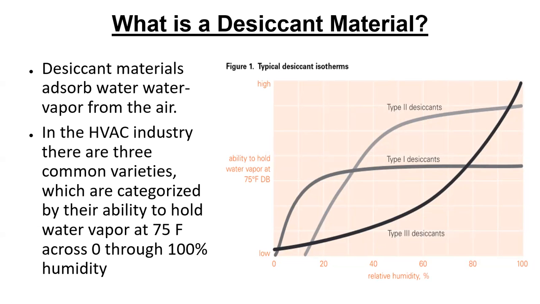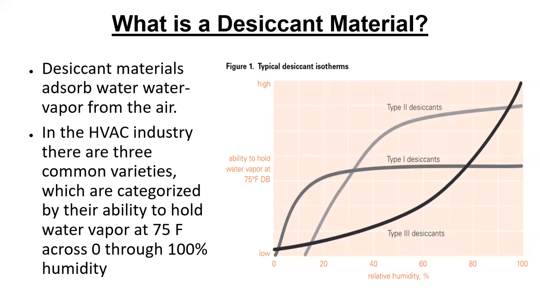In the HVAC industry, there are three common varieties which are characterized by their ability to hold water vapor at 75 degrees from 0 to 100% relative humidity. That's how these things get characterized, and you see the plot over there. We've got type 1, type 2, and type 3. Type 3 are more recent. They've probably been out there, I don't know, probably 15 years, something like that. But the other two have been out there much longer.